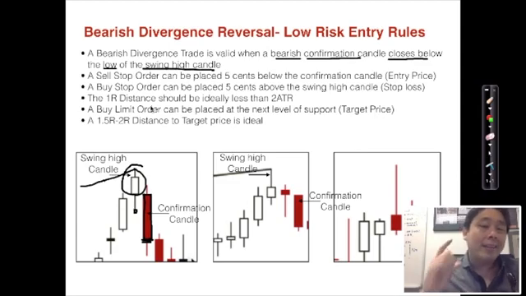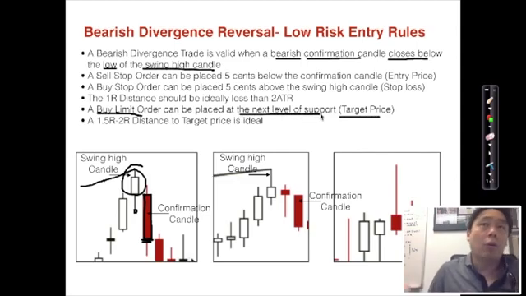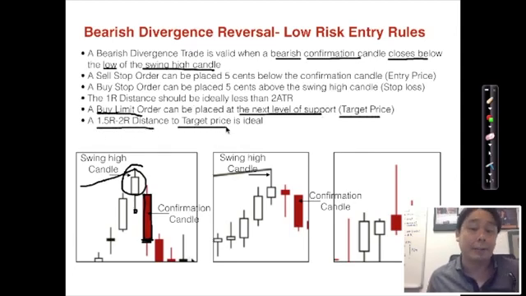Now your 1R distance, which is the distance from your entry price to your stop loss price, shouldn't be too wide. If it's too wide, it's not worth taking it. It should ideally be less than 2 ATR, or 2 average true range. And then we put a buy limit order. This is your target price at the next level of support, which could be your 50 moving average or wherever there's a support line. And ensure that a 1.5 to 2R distance to the target price is ideal.